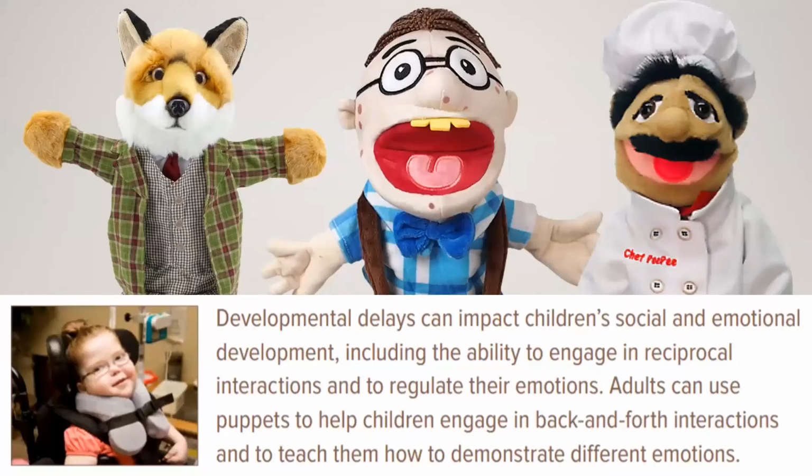More ideas can be found throughout the framework. For example, the information pictured here can be found at the bottom of page 30. It states that developmental delays can impact children's social and emotional development, including the ability to engage in reciprocal interactions and regulate their emotions. Adults can use puppets to help children engage in back and forth interactions to teach them how to demonstrate different emotions. I recognize that many people have strong feelings about puppets, but they are a magical tool available for a myriad of situations. If you want to strengthen your puppetry skills, let your coach know. They will be happy to help.